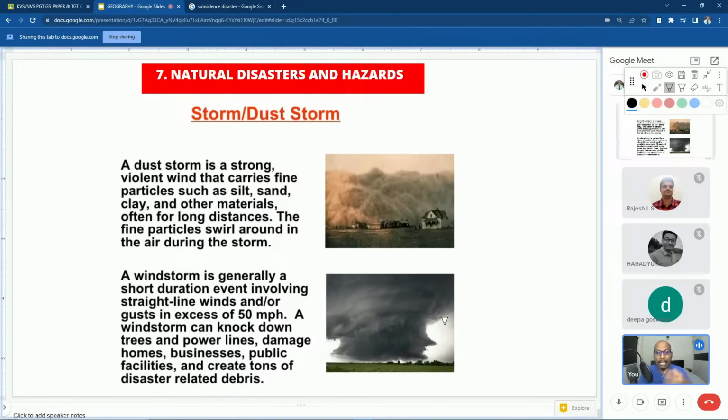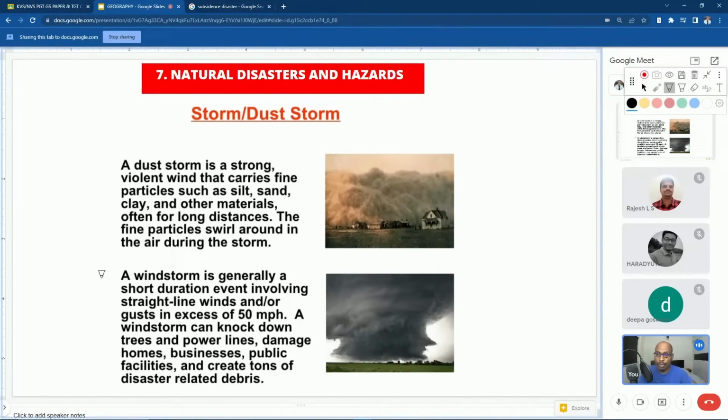Then the next type of disaster is storm or dust storms. It is found mostly in the western part of India like Rajasthan, or mostly the countries which are located next to deserts. A dust storm is a strong, violent wind that carries fine particles such as silt, sand, clay and other materials, often for long distances. The fine particles swirl around in the air during the storm.